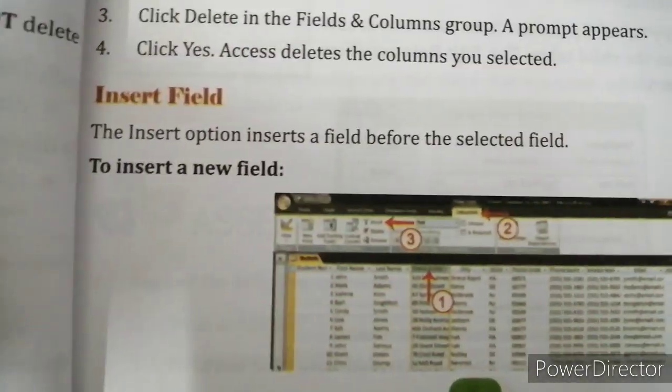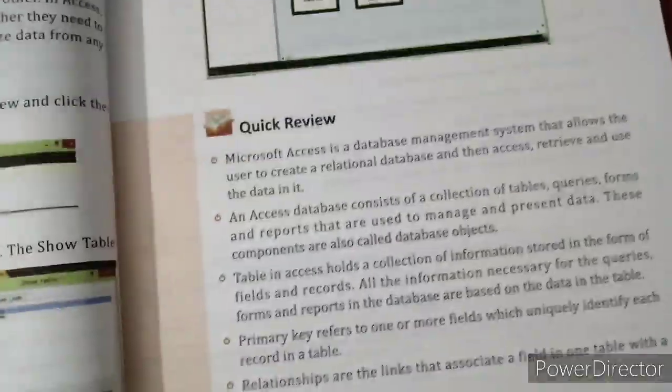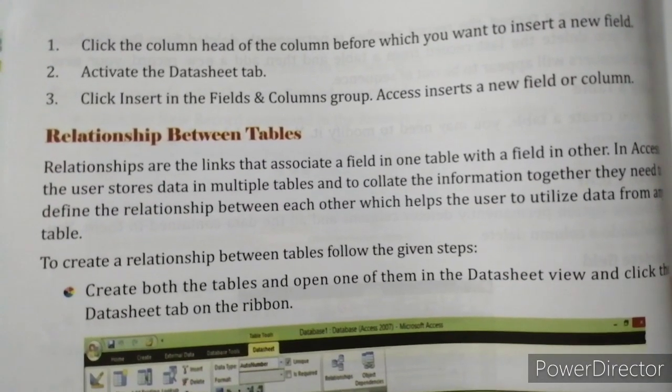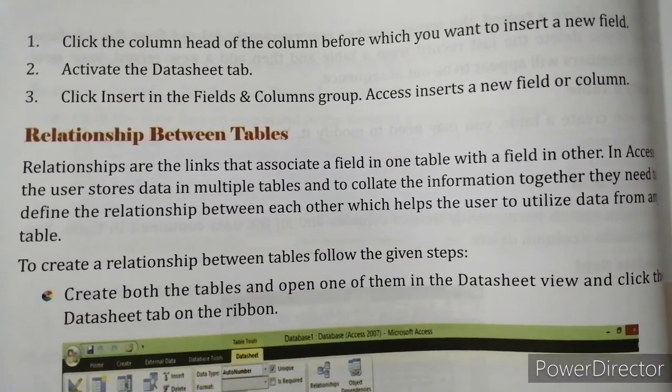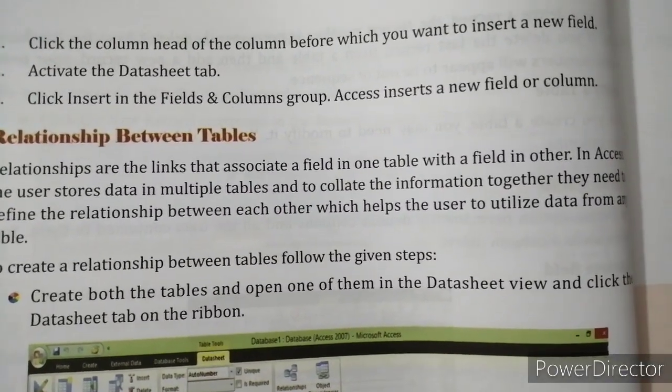Now insert field. How can you insert a field? We have to follow some steps to insert the field. Click on the column head of the column before which you want to insert, then activate the datasheet tab, click insert in the fields and columns group. Access inserts the new field or column.